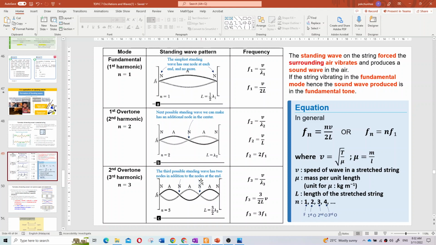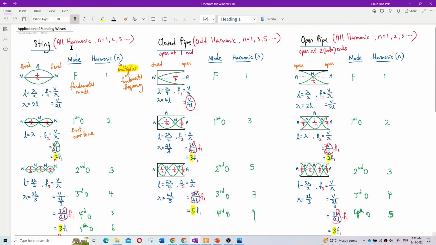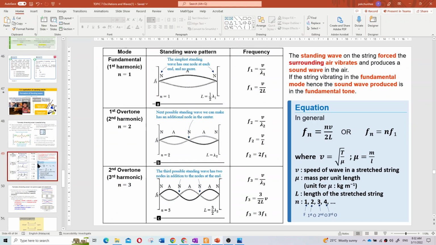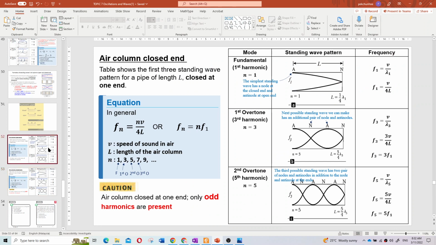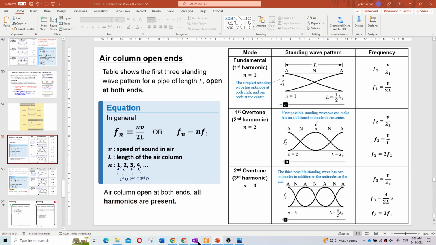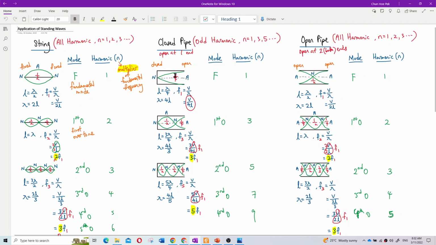Yes, sir. So you must understand this physics. Actually, this one you don't have to worry, it's very simple only. We have three things under this subtopic 7.6: string, closed pipe, and open pipe. If you look at the whole notes, it's basically these three things. This is the string, and then later on we have closed pipe, and then the open pipe. I have summarized this into one page. Very simple.